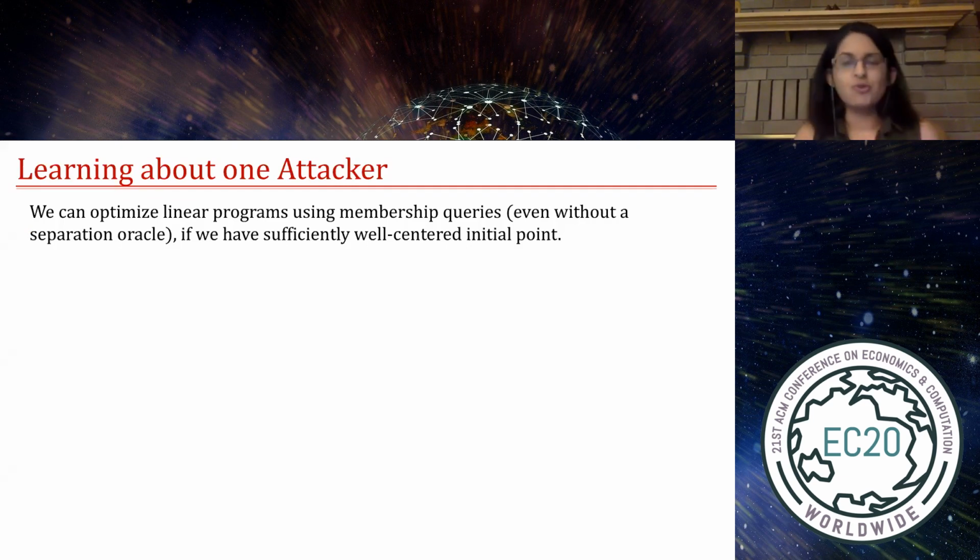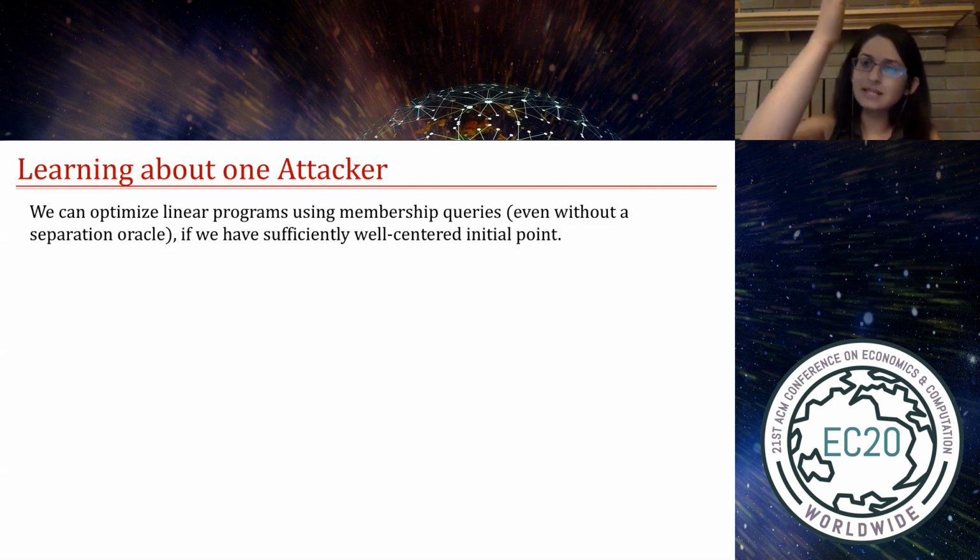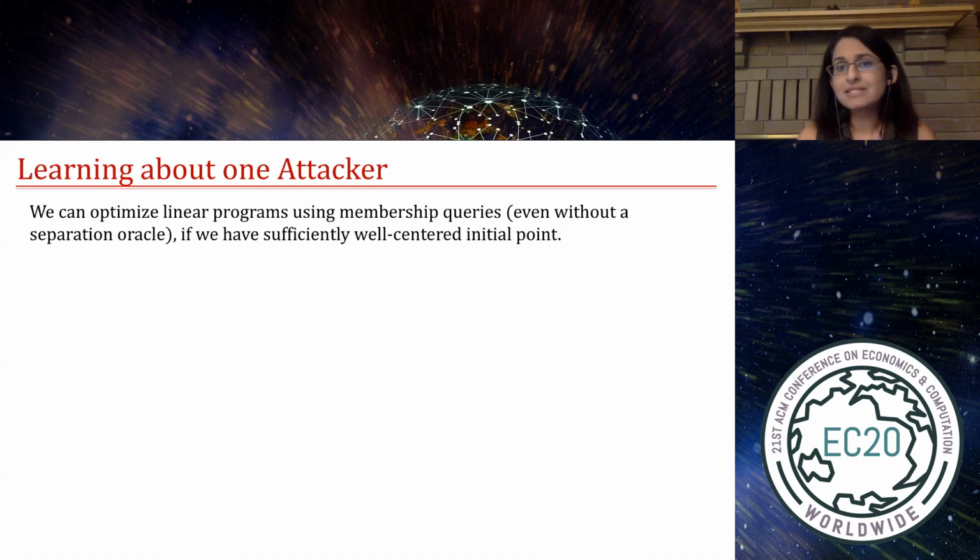Now, from your undergraduate education, hopefully you know that linear programs can be optimized having access to something called a separation oracle. Those are oracles that, whenever you're out of the region, will tell you that you're out and will provide you something that's separating you from the region you should be in. Membership queries don't do that. They will just tell you whether you're in or out. They don't provide any line that would tell you that you're out.